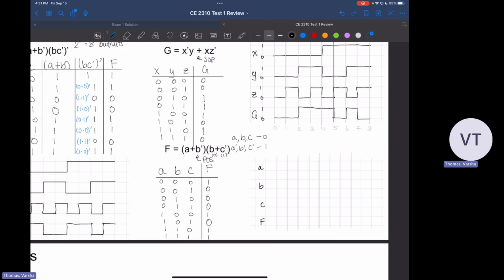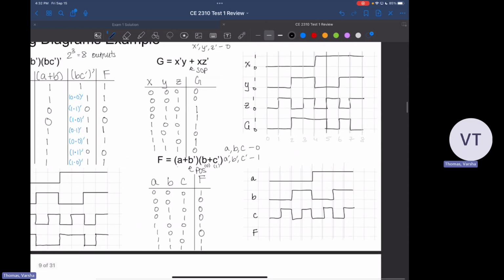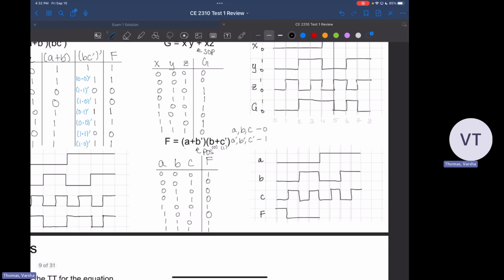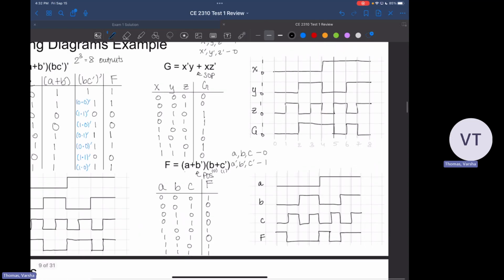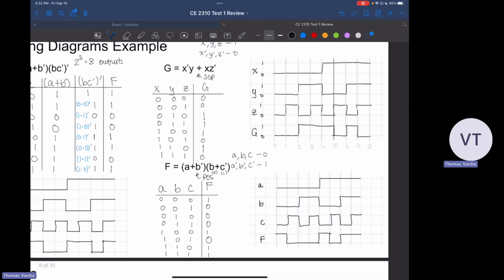Okay, so for A starting from time 0, 1, 2, 3, 4, 1, 2, 3, and 4. B is 1, 2, up for 2, down for 2, up for 2. C is up and down. And then F starts off at high, high, down for 3 inputs, up for 1, down for another 1, and then up for 2. Okay. Any questions? Can y'all see all the numbers and everything up there?